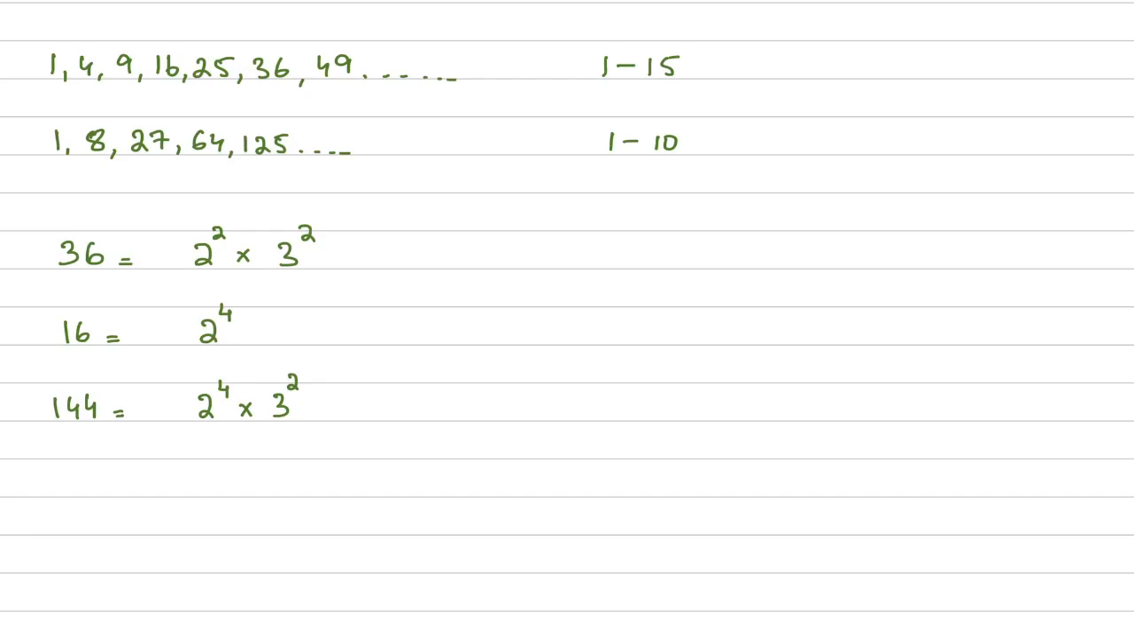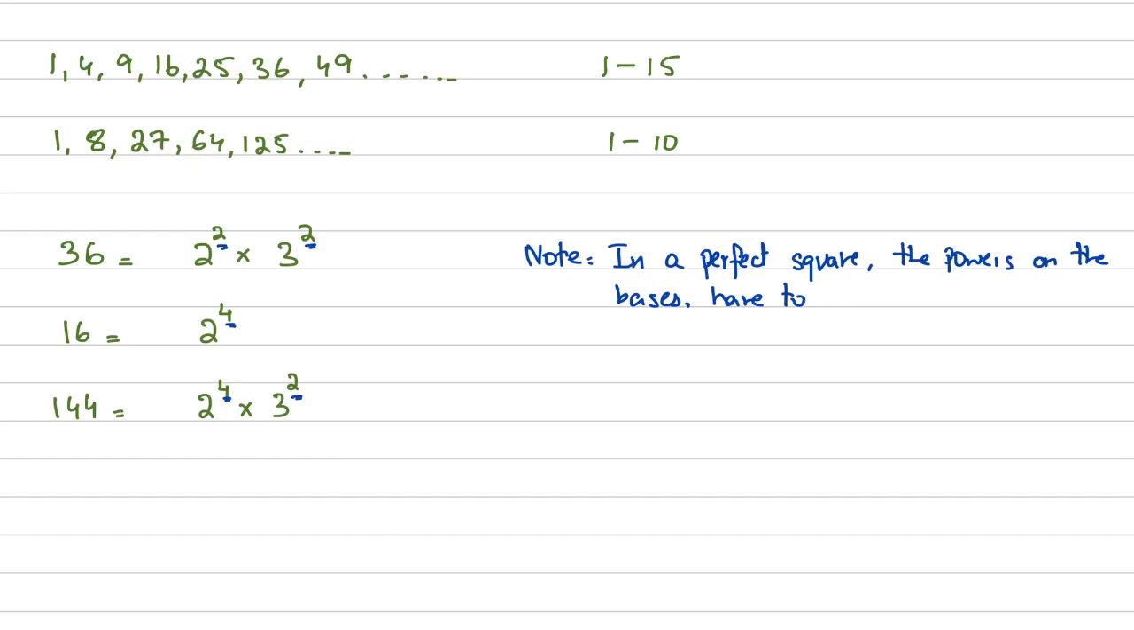So what you can observe here is, if you look at the powers, you'll notice that all the powers are even. And that's the case with a perfect square. So if you want to have a number as a perfect square, once you write it as a product of its prime factors, the powers should be even. If they're not even, it's not a perfect square. So let's write this note down. In a perfect square, the powers on the bases have to be even. Or you can think of it this way, that in order to make a number a perfect square, the powers on the respective bases should be even.